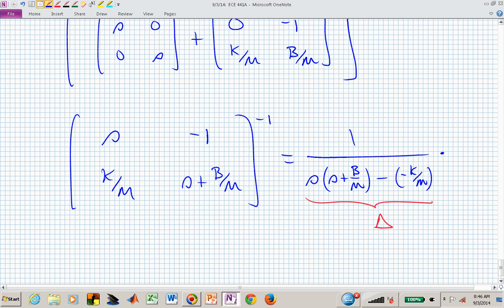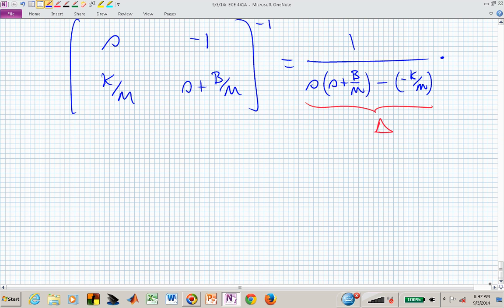Yes, we're feeling a little bit more comfortable. And that's just going to be s squared plus B over M s plus K over M. And that should look very familiar. That's the denominator that we really were wanting. Now what we want to do is multiply it by the adjoint matrix. And what is that?